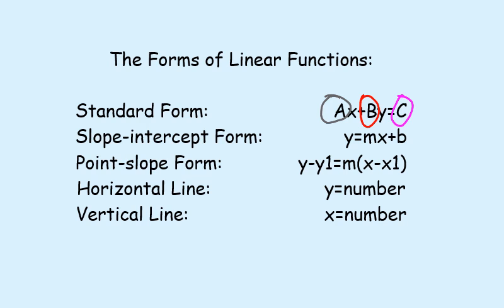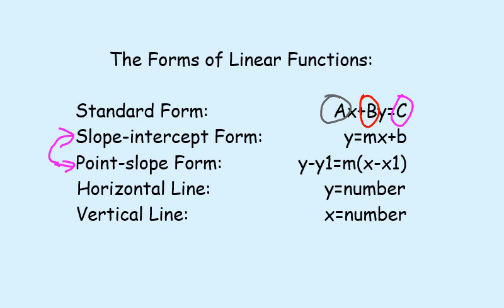For slope-intercept form, this is probably the one you are most familiar with, y equals mx plus b. I'll leave that one for later because we're going to use that to graph. For point-slope form, this is a modified version of the slope-intercept form. Point-slope is used when you have one point and you know the slope. So you don't know what the y-intercept is, but you know at least one point on the graph and you know the slope. And you use point-slope form in order to get slope-intercept form.